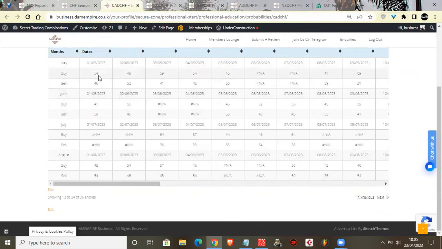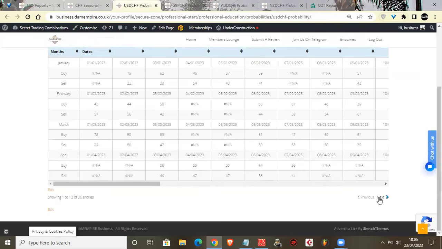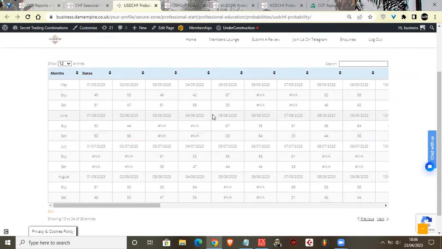CAD CHF, and we look at the same thing. We're looking for long, so we don't have that. We have 2 days right here, so we exit that. Then USD CHF, let's see, maybe we'll get some kicks out of this.